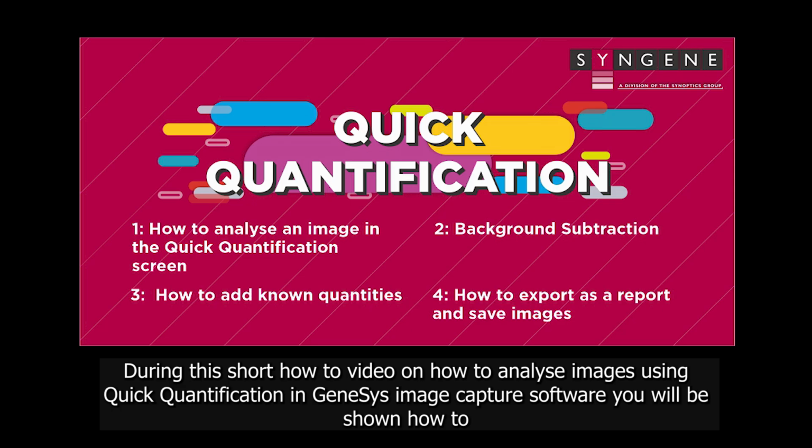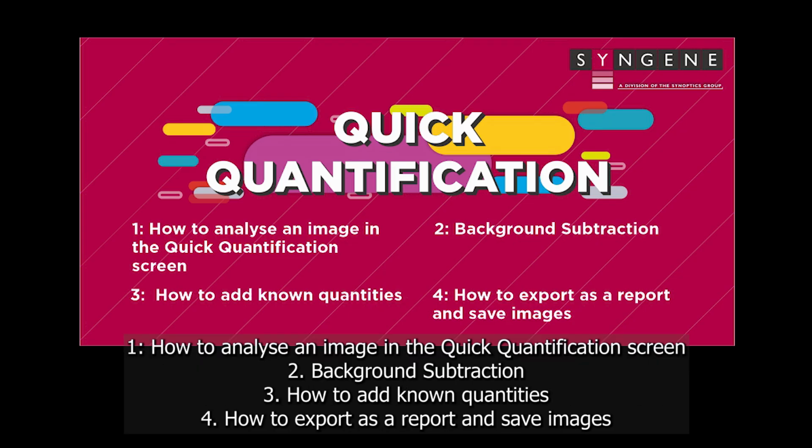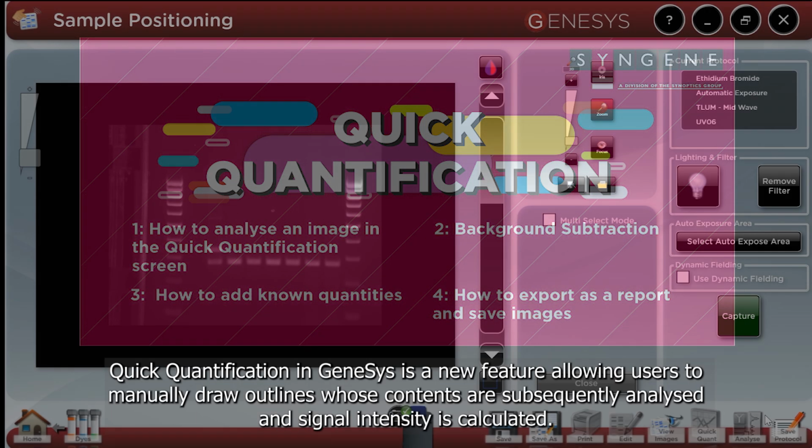During this short how-to video on how to analyze images using quick quantification in Genesis image capture software, you'll be shown how to: 1. Analyze an image in the quick quantification screen, 2. Background subtraction, 3. How to add known quantities, and 4. How to export as a report and save images.